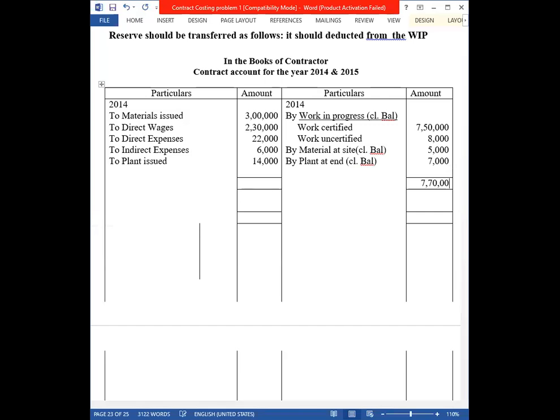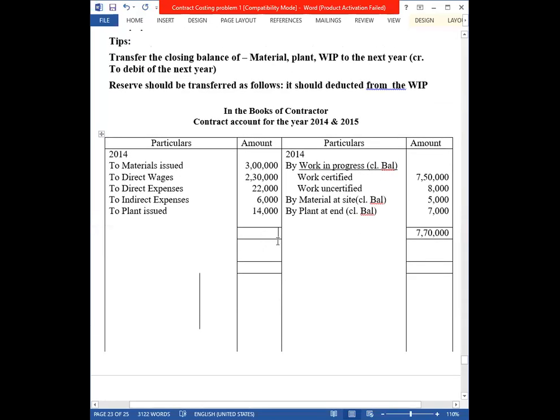7,70,000 is the total you are getting. So I think in this problem you are getting profit. So write the 7,70,000 in the debit side also, and write the balancing figure as notional profit. Okay, so notional profit is nothing but the balancing figure. So how much is the amount you are getting? Balancing figure.